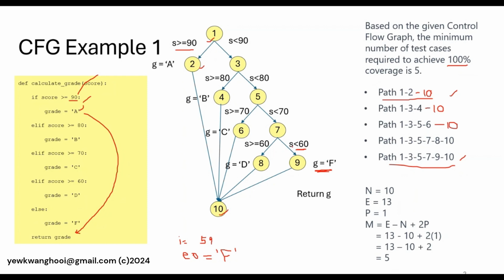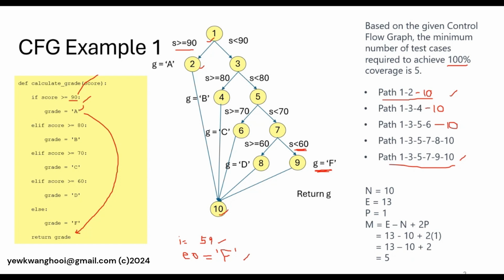So what will give me F is when score is less than 60. So I can put 59 if I want to use boundary. Now I can use smaller numbers, if you want to use the partition, like maybe 15, 10, any number within. So I know that the input is 59 and the expected output is F. This is one test case already.